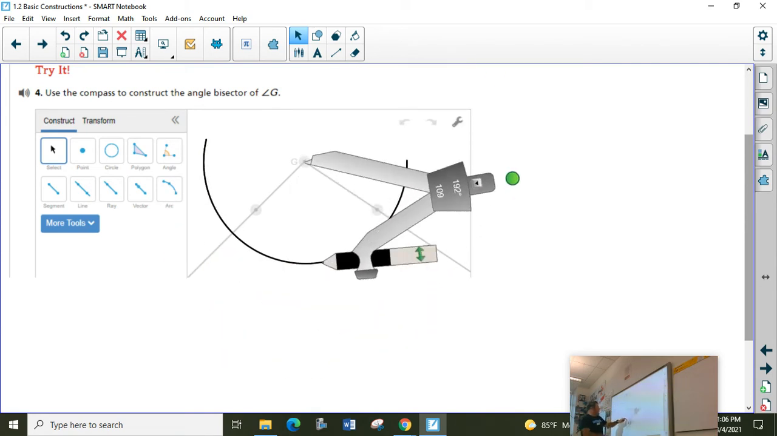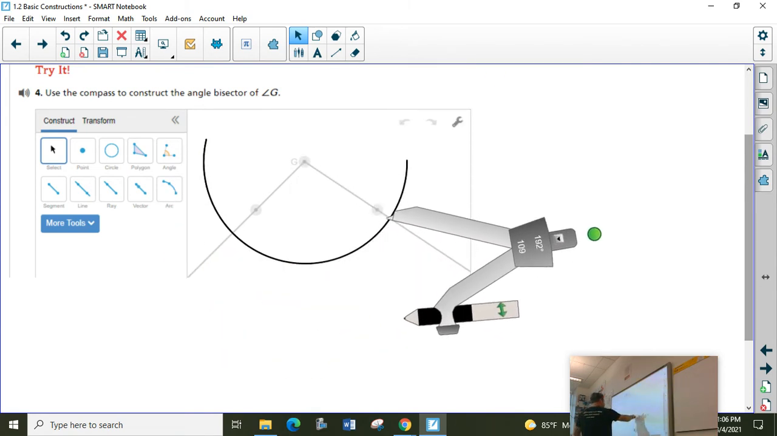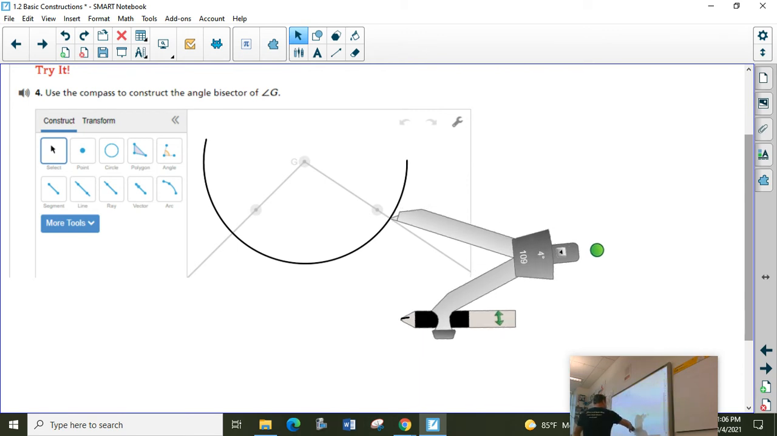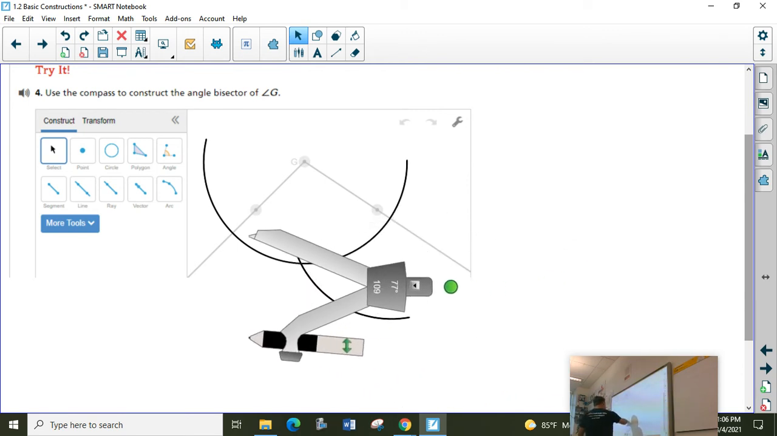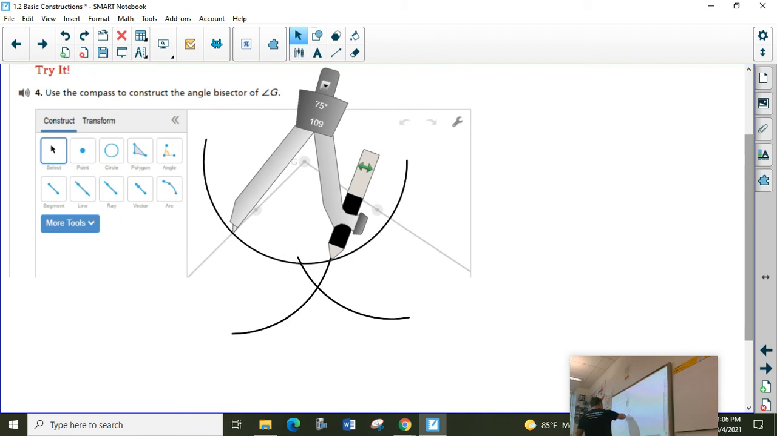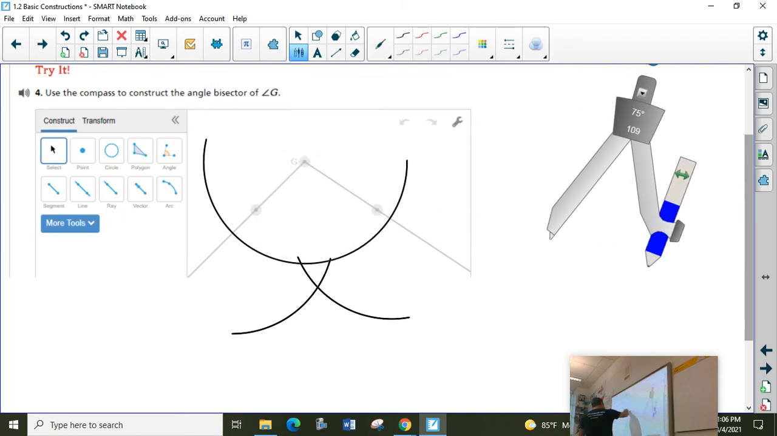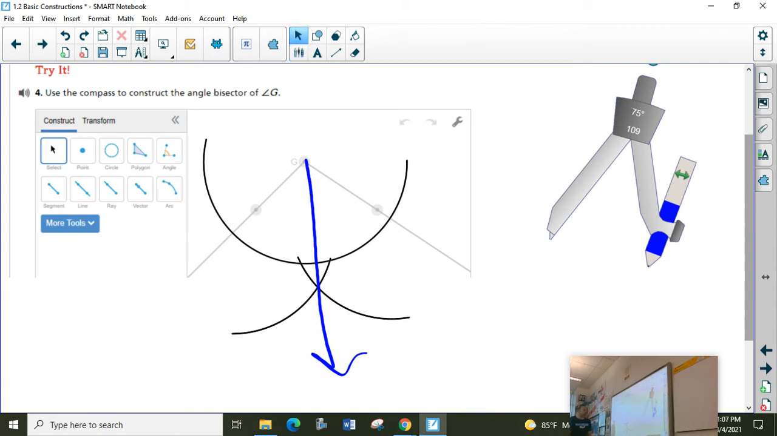I'm just going to keep my compass the same this time. See where those two intersect, and then I'm going to do the best I can to draw a straight line. There you go. Hope that helps.